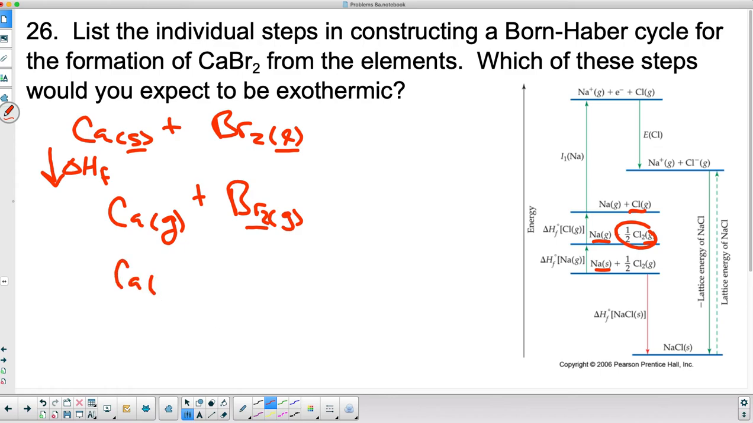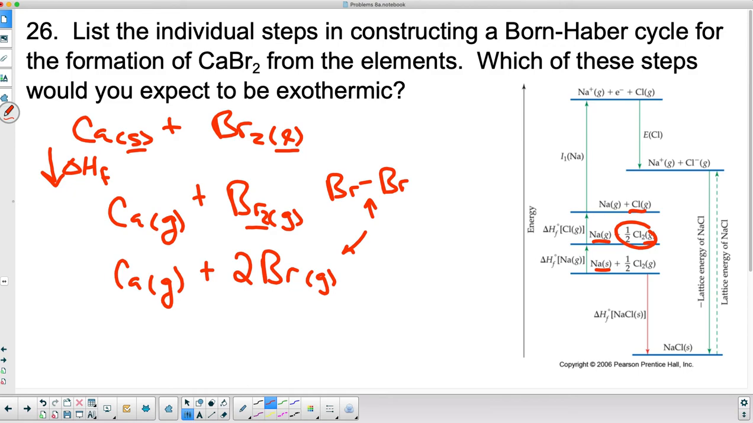I keep putting an S for this. It should be a gas like that. Plus, and then I get 2Br. This is how I show that I broke up my bond. My bond would be between Br and Br like this, and when I break that bond there, what I end up with then are two separate Br gas atoms.